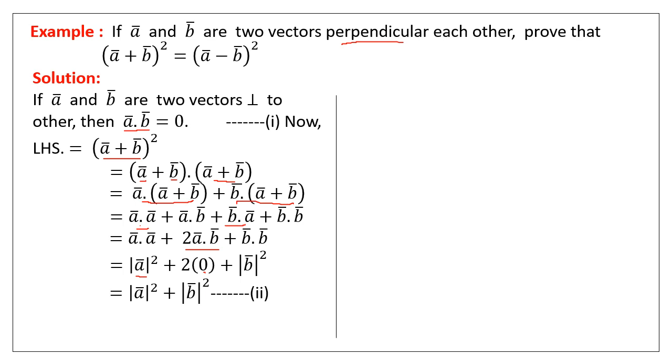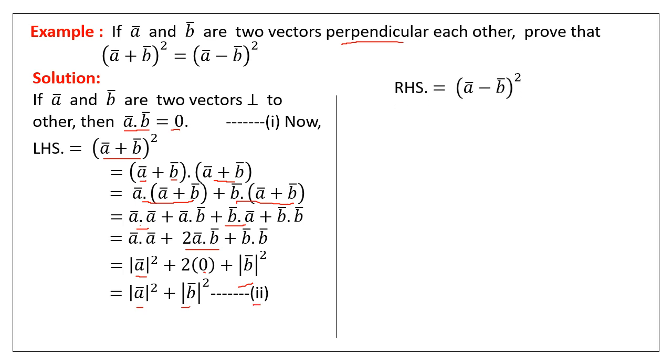Since the vectors are perpendicular, their dot product is 0, plus b bar dot b bar equals mod of b bar square. So (a bar plus b bar) square gives us mod of a bar square plus mod of b bar square. Call it equation 2.